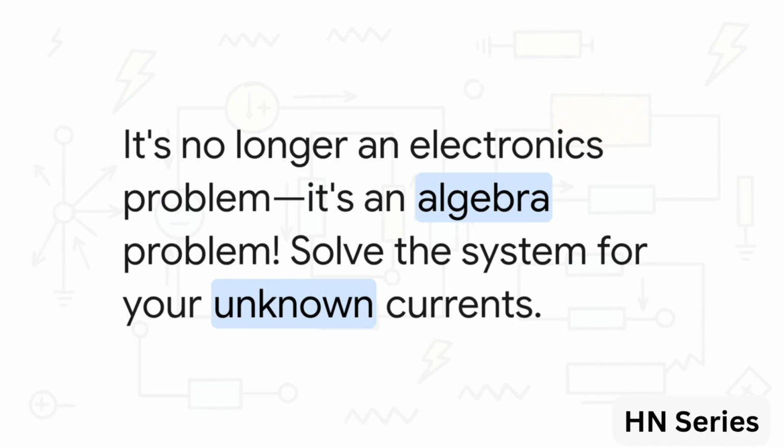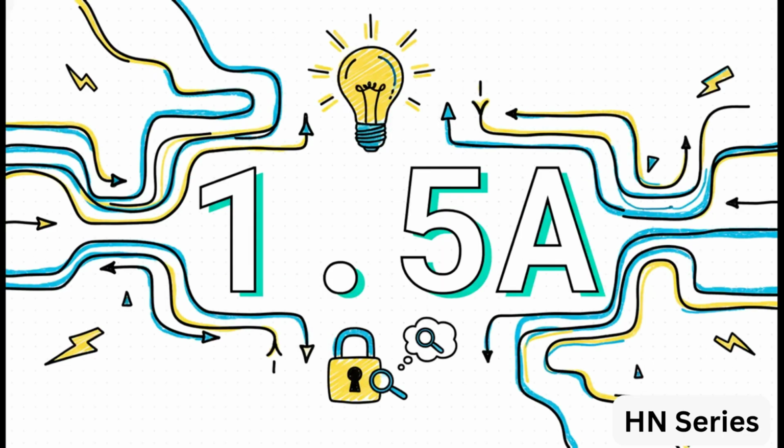Now, the physics is over. This isn't an electronics problem anymore. It's just a classic algebra problem, ready for us to solve. So we do the algebra, and out pops the answer. For example, we might find out that the current in this one branch is exactly 1.5 amps. And that's it. That's the aha moment. By using these laws, we took this tangled mess of wires that looked impossible and turned it into a completely solvable puzzle. The code is officially cracked.